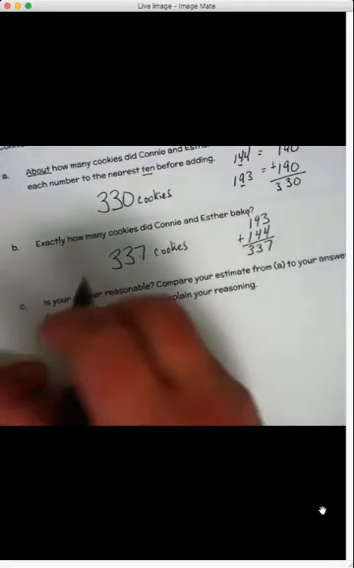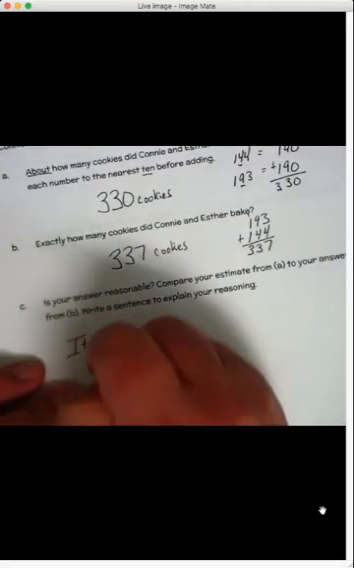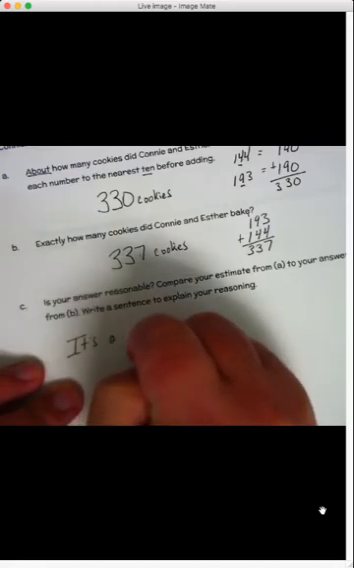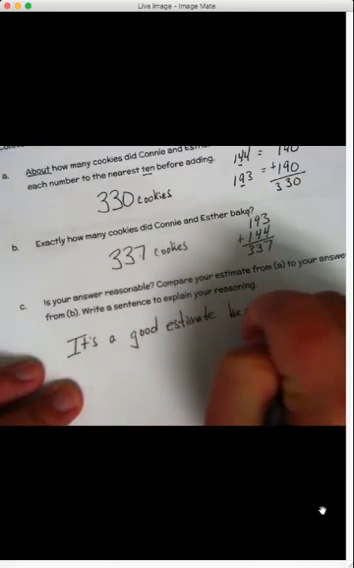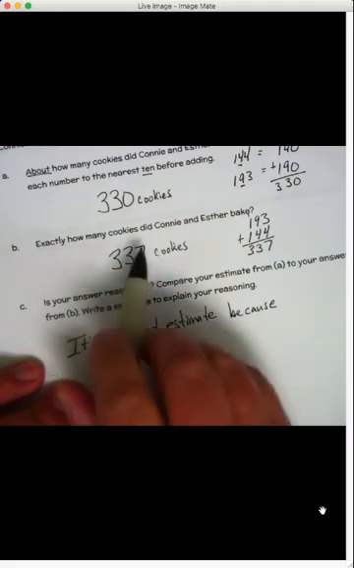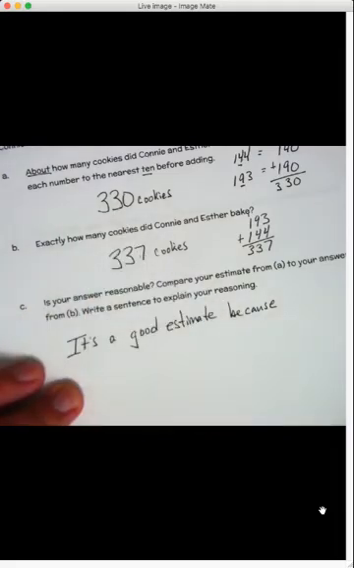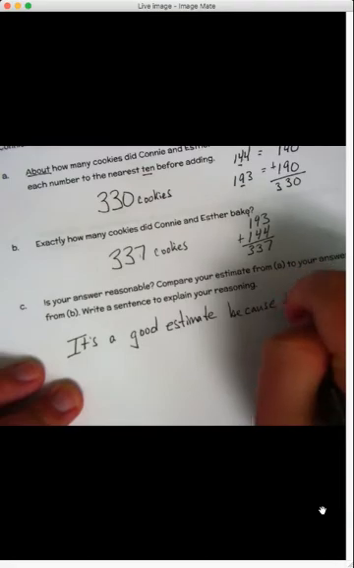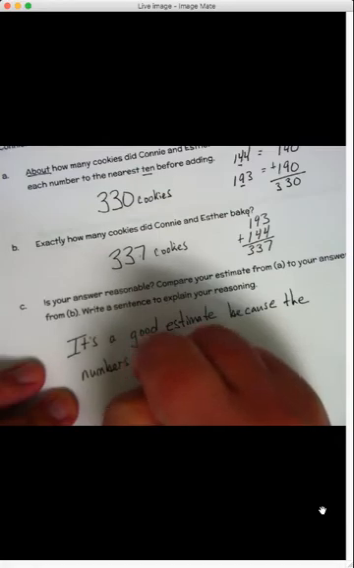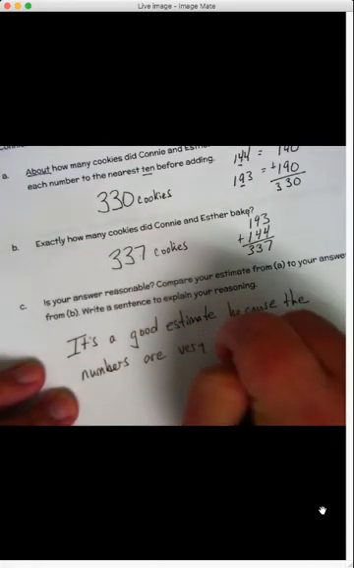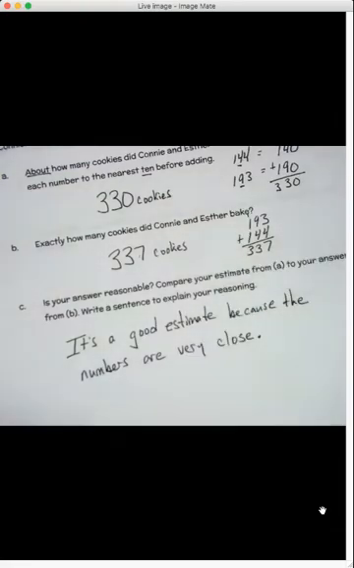Well, it's a good estimate because we could say it several ways. We could say the numbers are close together, or we could say, well, let's just say that because the numbers are very close. Okay, we could be more specific and we could say because the exact number is only 7 more than the estimate. That would be fine too.